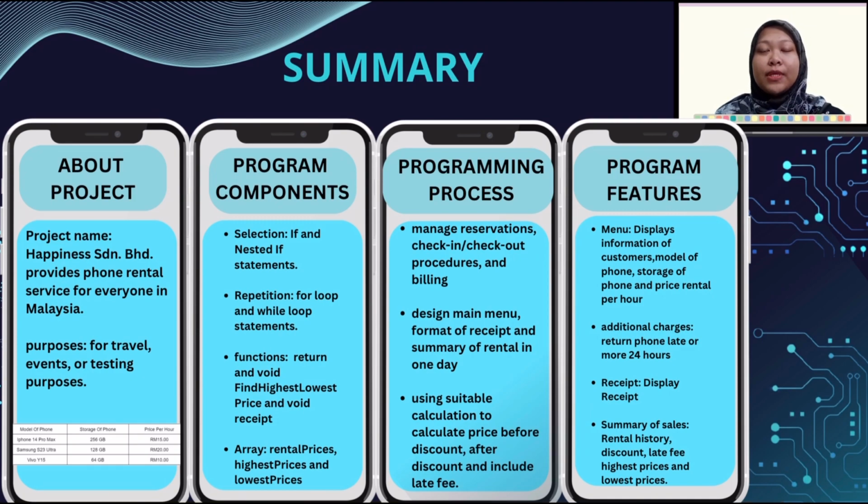Then, for the program features, we include the menu which displays information of customers, model of phone, storage of phone, and price rental per hour for customers to choose the model of phone they want to rent with the price per hour of the phone. We also include additional charges if the customer returns the phone late or after more than 24 hours. The receipt that includes important information such as prices will be displayed. So, for the summary of sales, we have rental history, discount, late fee, highest prices, and lowest prices.